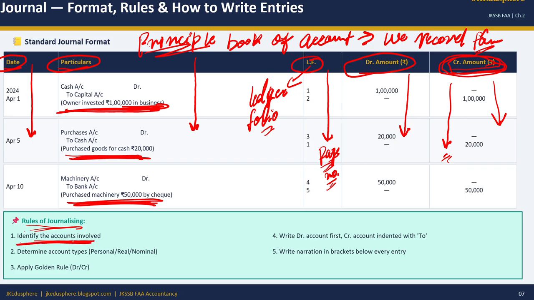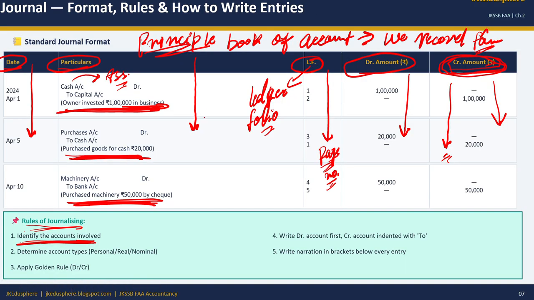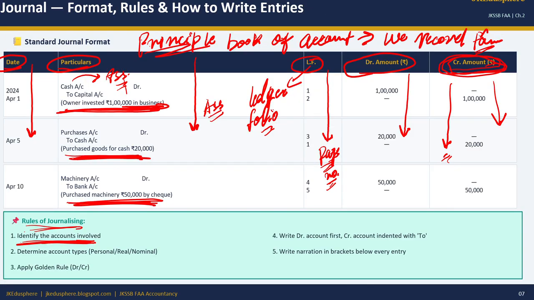Identify the account involved, right? So like this is an asset. Which account will be affected? We have seen real account. In real account, we see asset is affected. So this is a real account, and we will use the golden rule of real account: debit what comes in, credit what goes out. So see, we debited cash of 1 lakh, and credited the capital account.